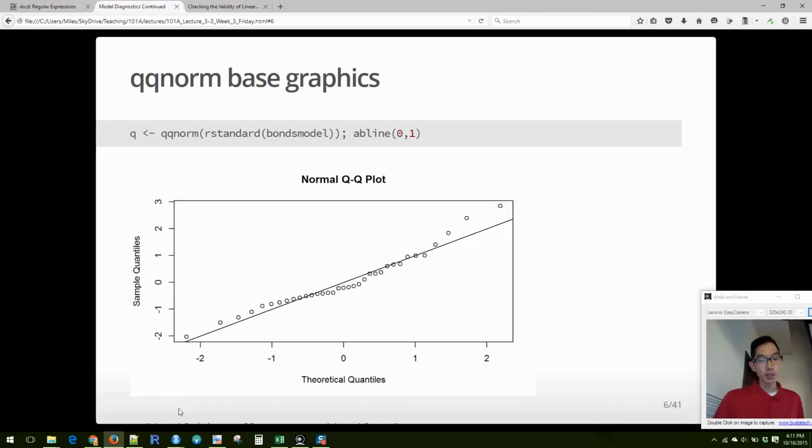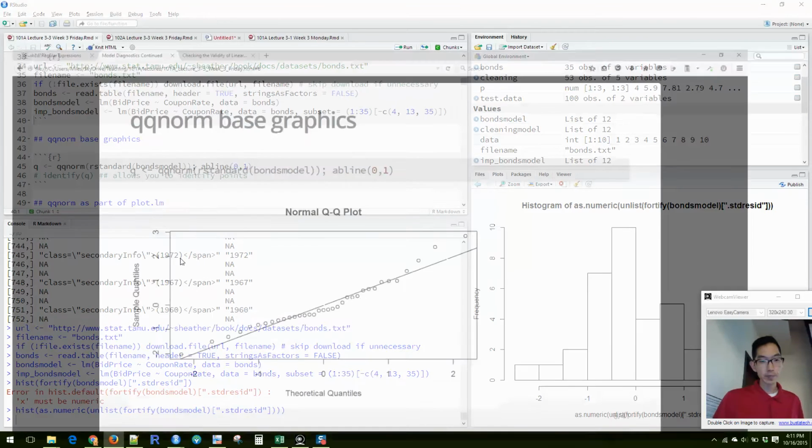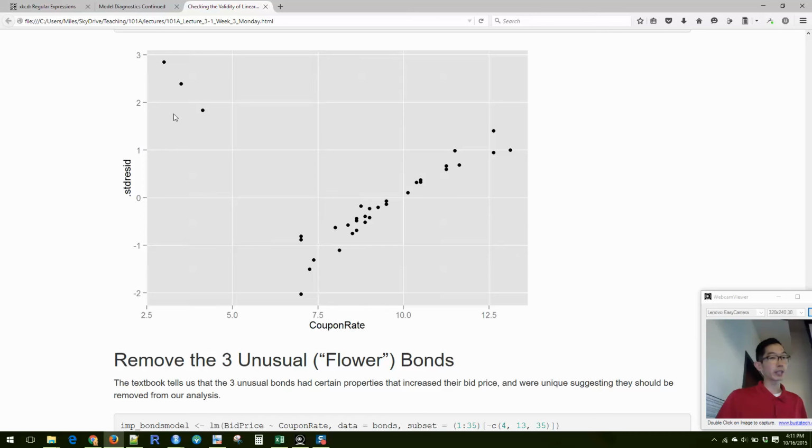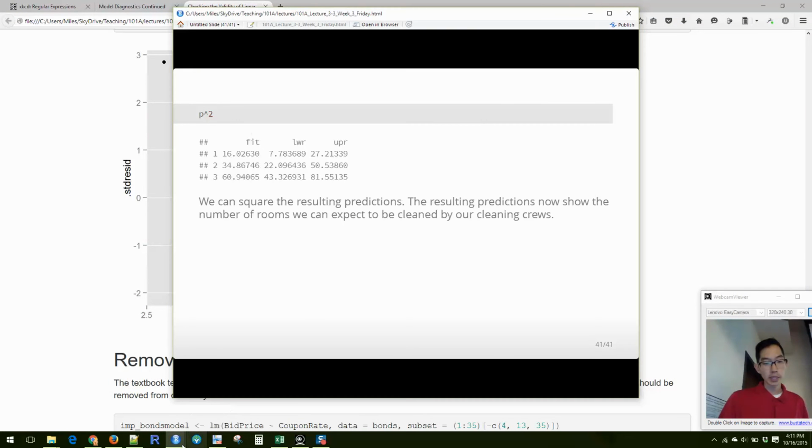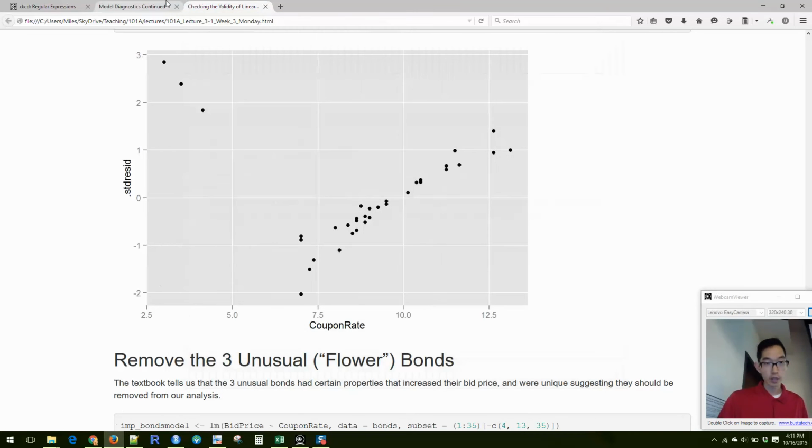When you look at this plot, it's very clear something funny is going on here. But just looking at the QQ norm of the residuals might not answer our questions either.